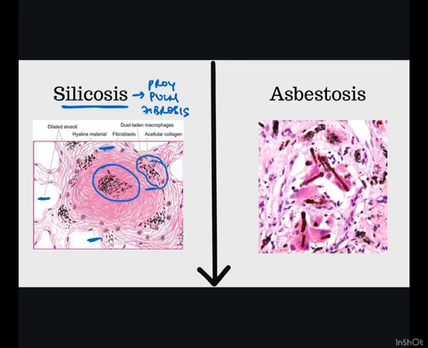So, the next pigment is asbestos. Asbestos is always seen in a condition called asbestosis. So, what is this asbestos? Asbestos is nothing but birefringent fibers of magnesium silicate.